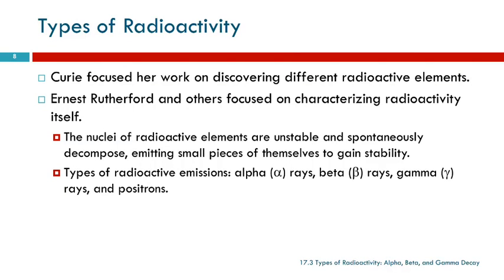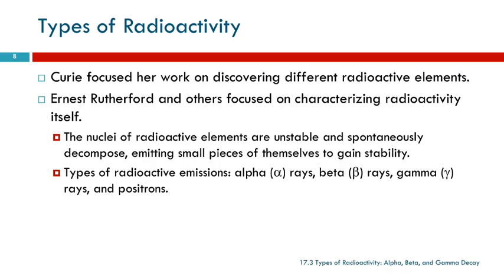So Curie was focused on discovering different radioactive elements. Ernest Rutherford and other scientists were interested in characterizing the radioactivity. Okay, we've got these radioactive elements, but what is this thing, this radioactivity? So the nuclei of radioactive elements are unstable, and they will spontaneously decompose, just fall apart, emitting small pieces of themselves, and in doing so, they become more stable.